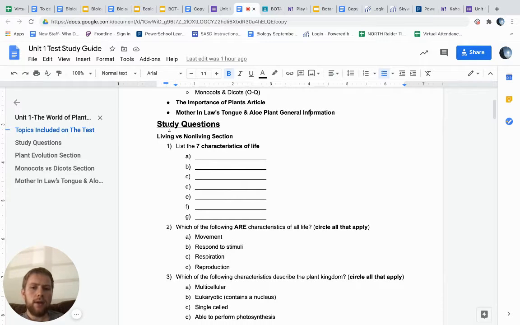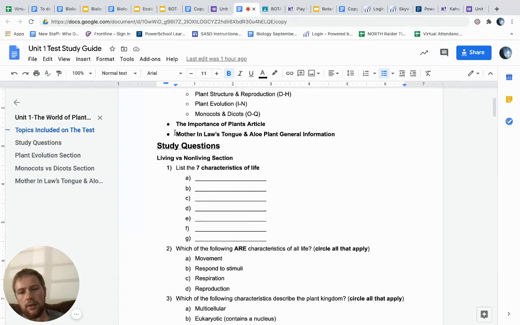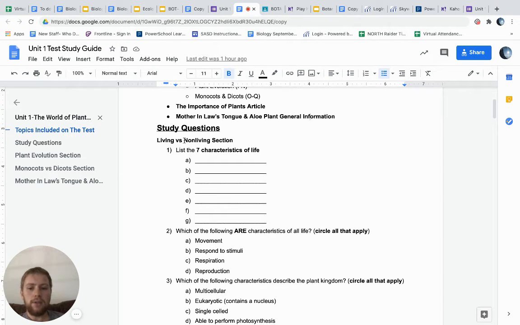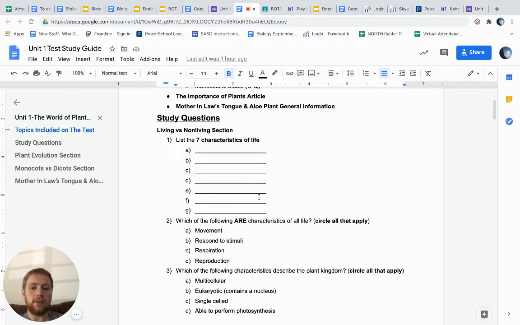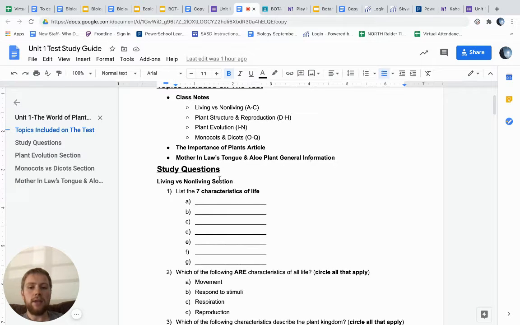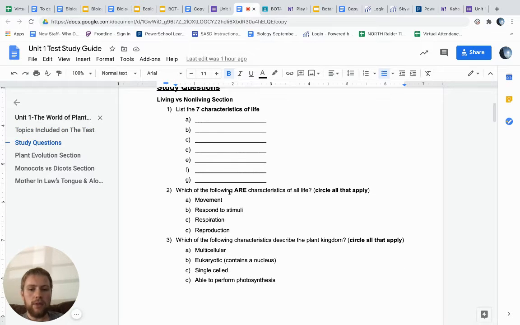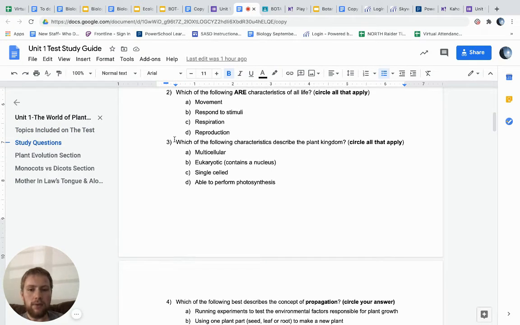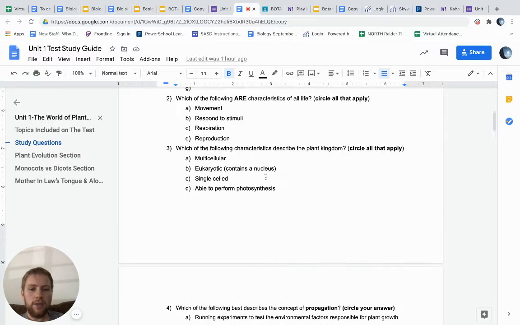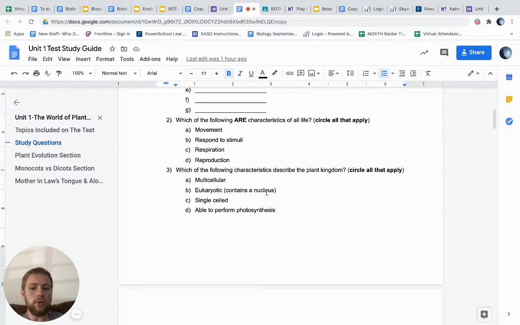Now if we think about our study questions, what I've done here is broken down each section into the key questions that might be on the test that you might have to answer. While you wouldn't have to list characteristics in a Google form, you're going to want to know what the 7 characteristics of life were, which you can find in your living versus non-living section from your notes. So, which of the following are characteristics of all life, and so on. A lot of these questions are actually going to appear in the Kahoot game, so you can get the answers from them by playing that Kahoot game.